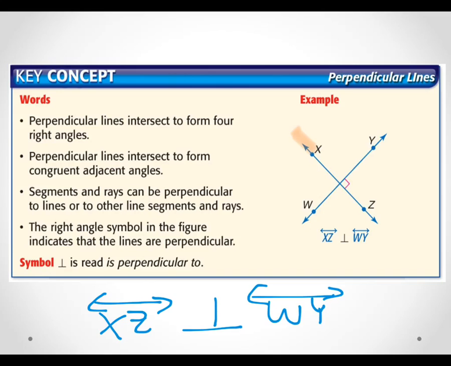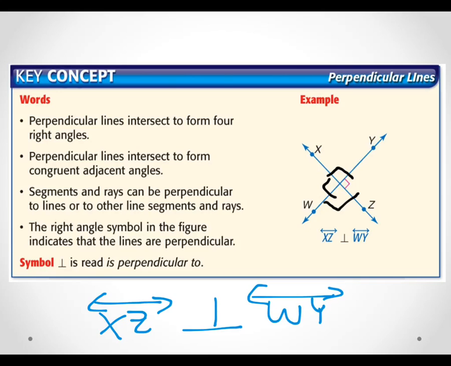And the reason I know it makes 4 90-degree angles is because this is a straight line here, and on a straight line it's 180 degrees. So if this half of the straight line is 90 degrees, how much is this half? 90 degrees. Same thing if I look at it this way. I know this one's 90 degrees, so this one has to be 90 degrees. And then finally, if I look at it this way, I know this one's 90 degrees, so this one has to be 90 degrees. So that's how I know perpendicular makes 4.